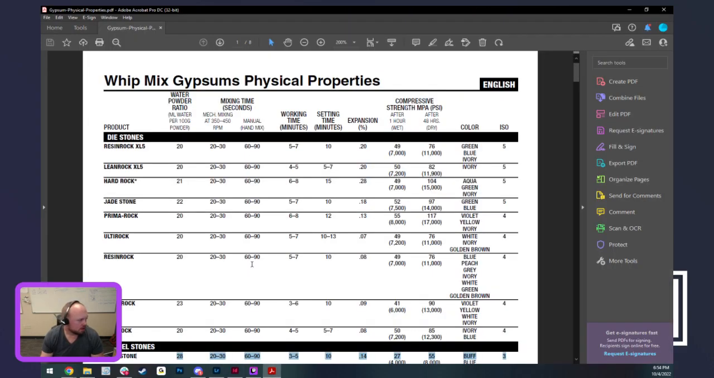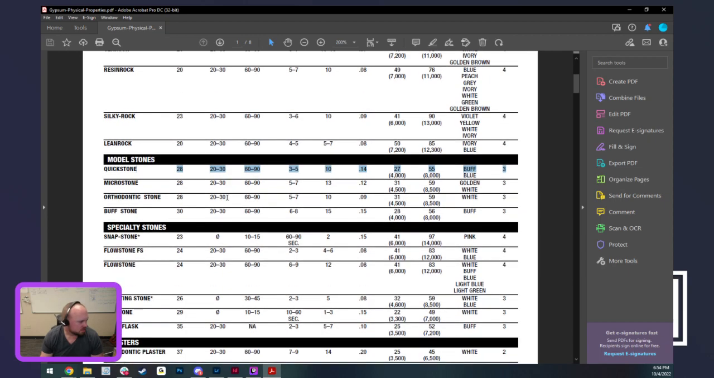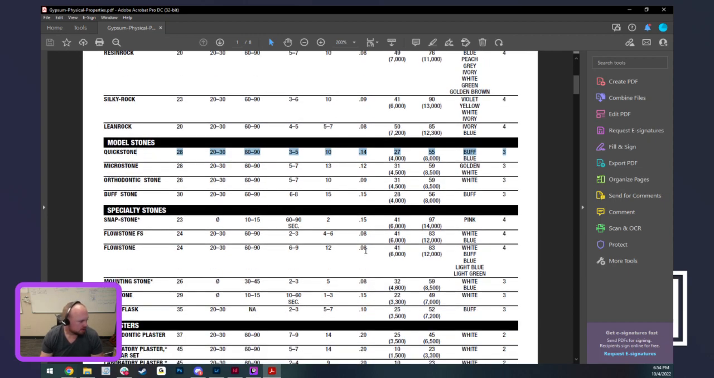Also, let's take a look at the flowstone. So here, you can see that flowstone has a much lower expansion rate than the quickstone that we use. So when you're using that flowstone to get in there, it's just because of the working time and the fact that it's going to set up quickly.